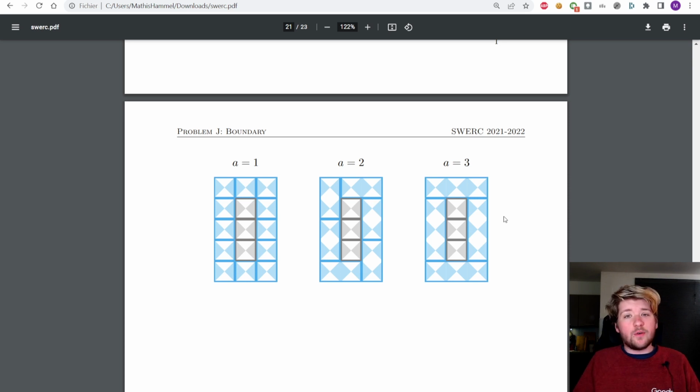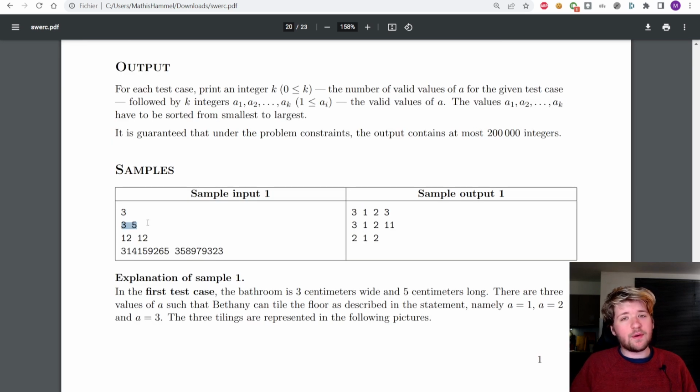The tiles have a width of always 1, and we want to know which possible lengths of blue tile are possible to cover the entire boundary without having to cut any tiles. So in the case of a 3x5 bathroom, we can find valid configurations with tiles of size 1, 2, and 3, as you can see in the examples, but not any other values. The test case of the 3x5 is actually present in the sample inputs, and the corresponding output is 1, 2, 3. The first value here, the 3, is just the number of values that are valid.